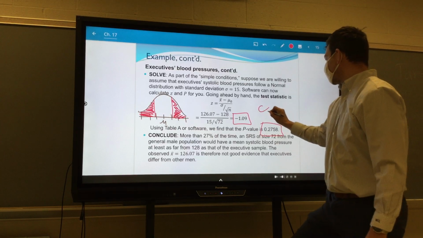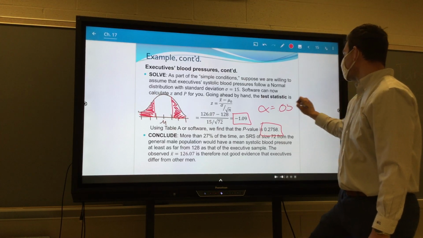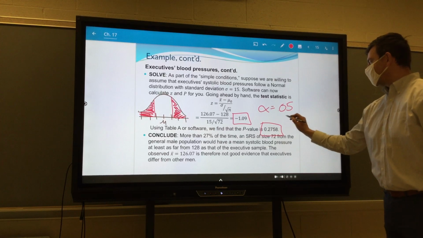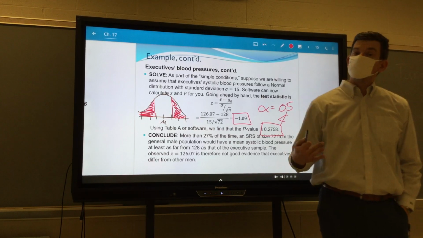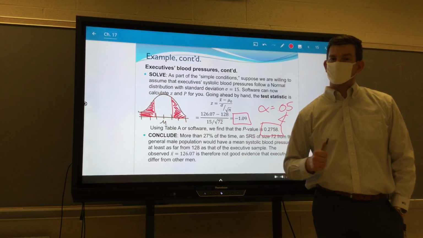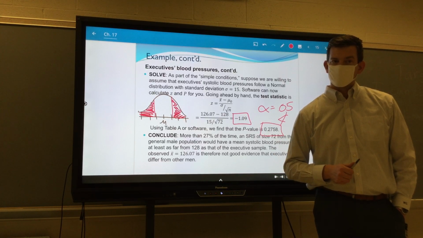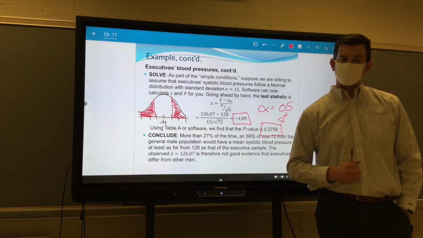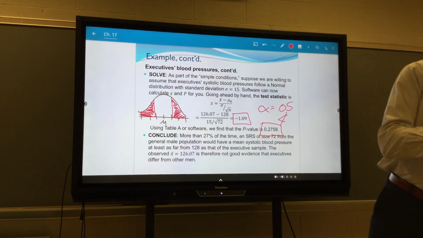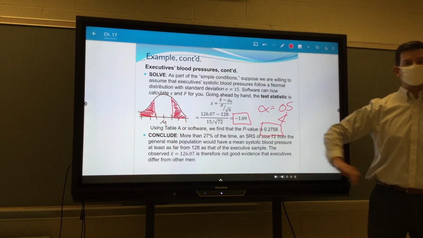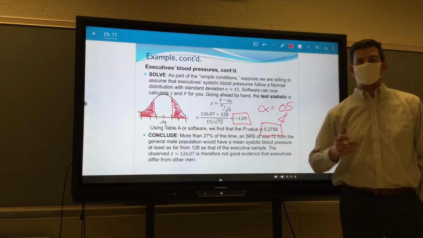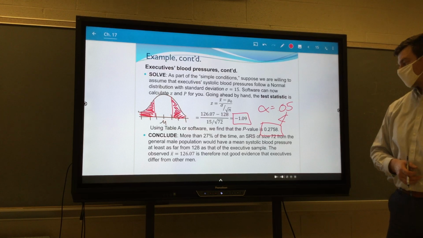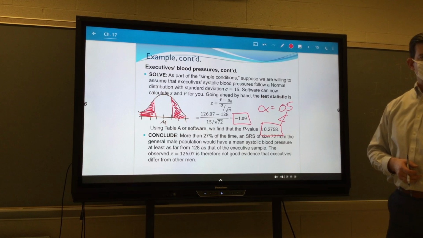If we're comparing this to our alpha level of 0.05, it is not less than 0.05. Our conclusion is that we fail to reject the null hypothesis. We find the defendant not guilty. We don't have evidence that it differs significantly from that accepted null value. Any questions on that?